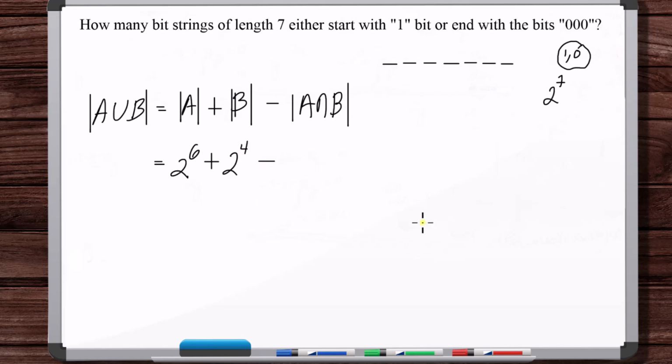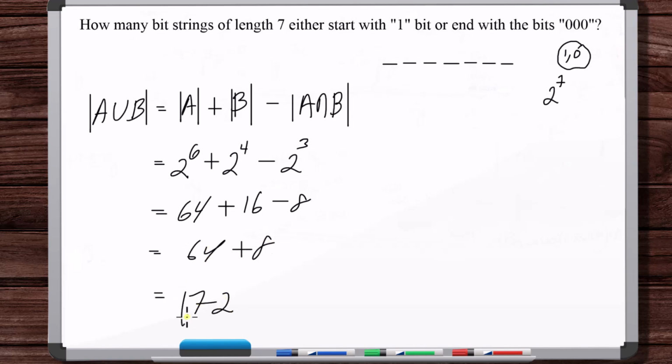Okay. Now, what about A intersection B? How many 7 character strings both start with 1 and end with 000? Well, okay, these are fixed at the ends. It's just 2 to the 3rd. All right, and that's it. So 2 to the 6th is 64. 2 to the 4th is 16. 2 to the 3rd is 8. So 64 plus 16 minus 8 is 72.